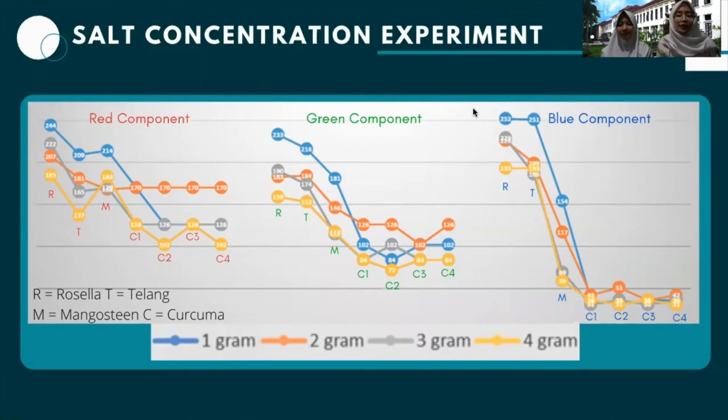And for the telang flower, you can see that the red component is low, the green component is in the middle, and the blue component is high. And for the mangosteen, the red component is in the middle, the green component is low, and the blue component is even lower.